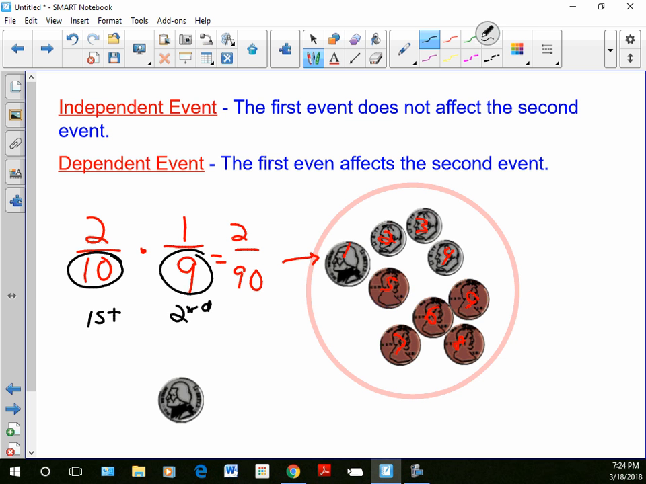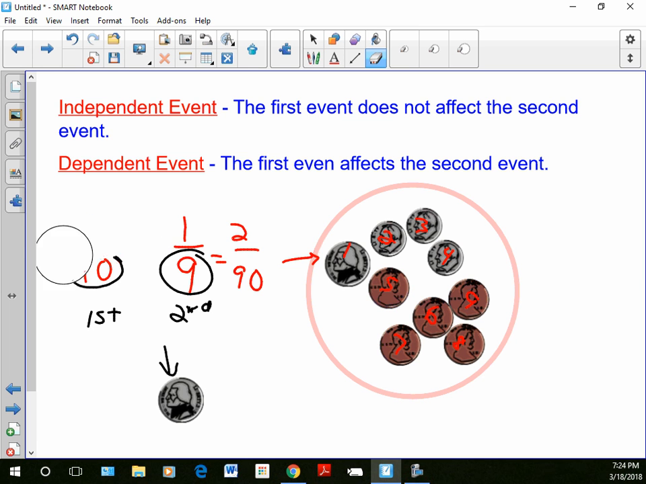And I took this nickel out. I took that nickel out, things changed. The probability of me getting what I wanted changed. So that is a dependent event.